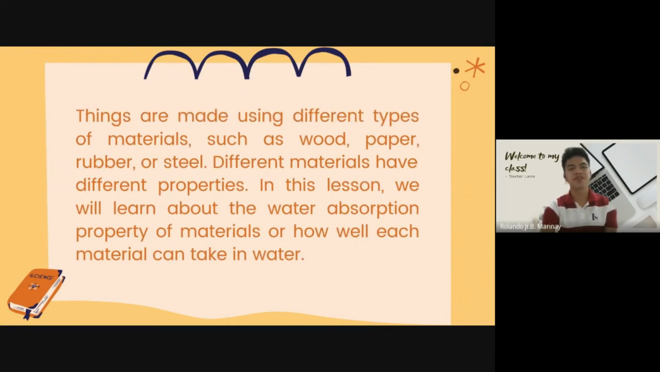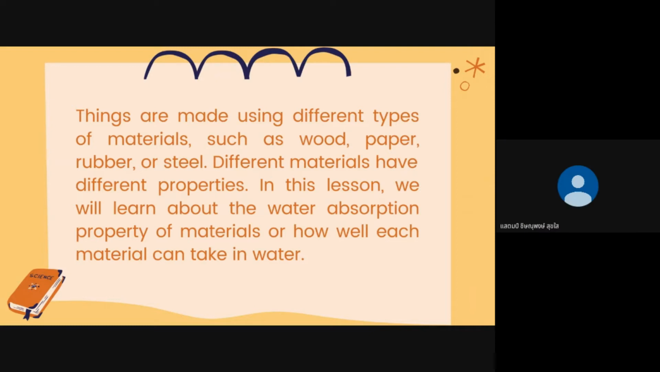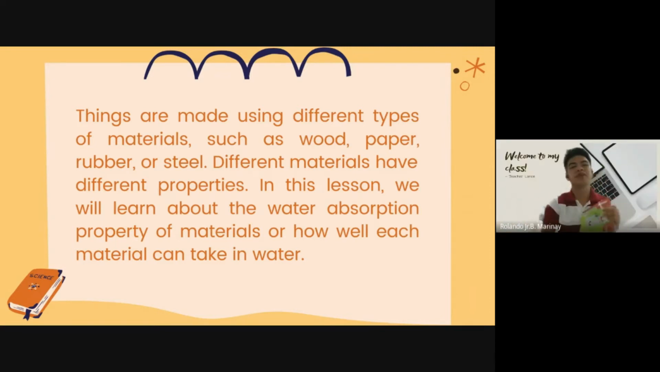Things are made using different types of materials such as wood, paper, rubber, or steel, right? We learned those different materials in the first grade. And different materials have different properties. That means that they have different characteristics. In this lesson, we will learn about the water absorption property of materials, or how well each material can take in water.